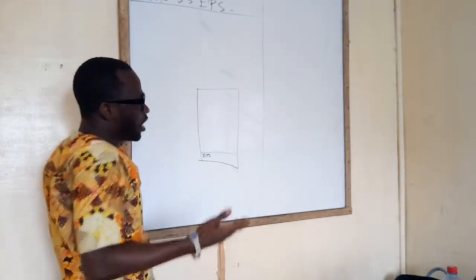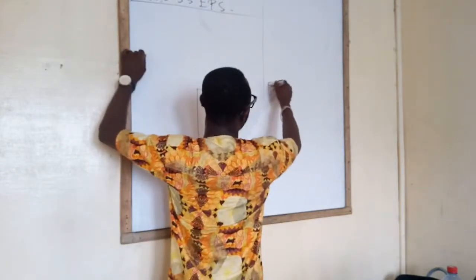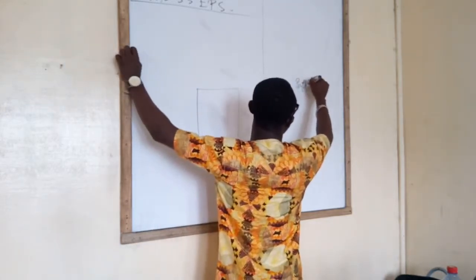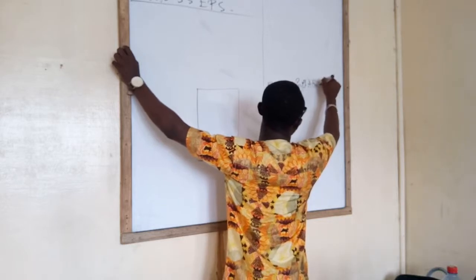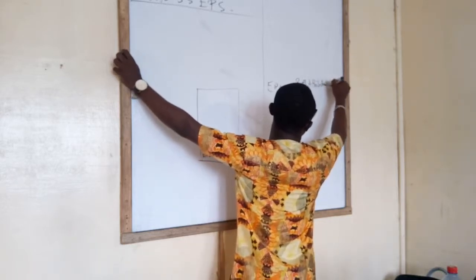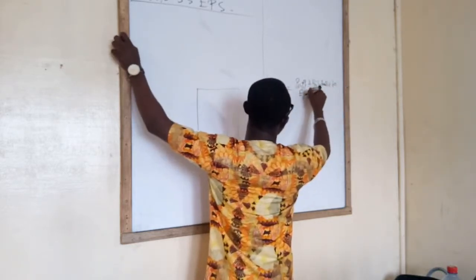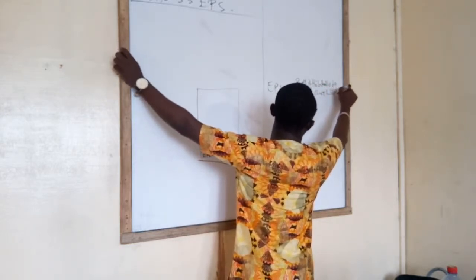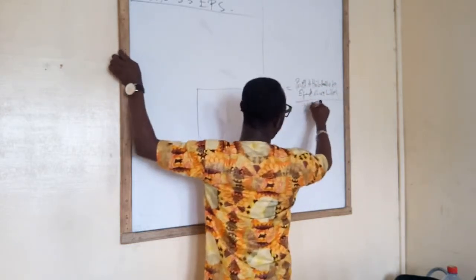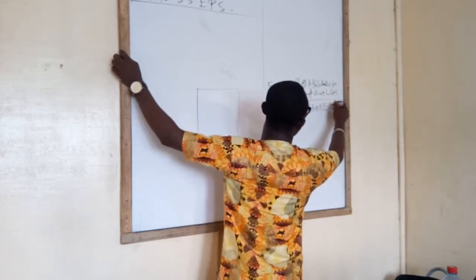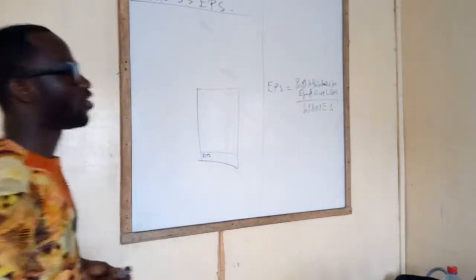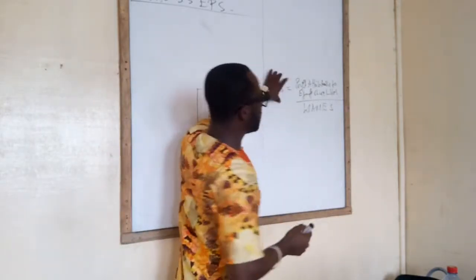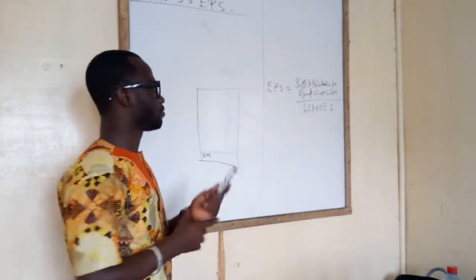In other words, earnings per share simply equals profit attributable to equity shareholders divided by WAENS. What is WAENS? Weighted average number of equity shares. So that is the idea about earnings per share.